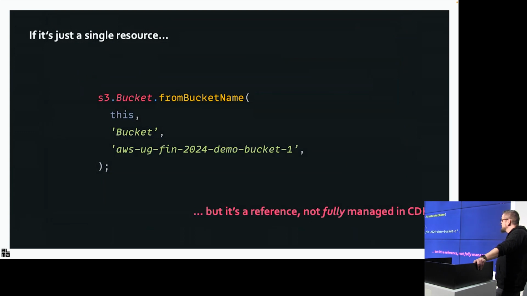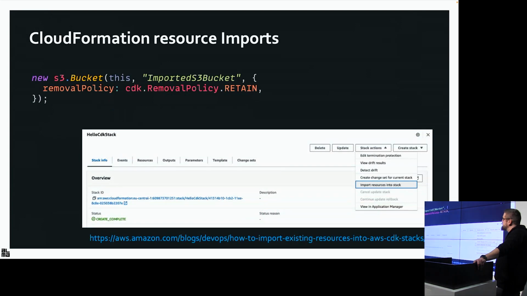Of course, with CDK, you can always reference existing resources, so for S3 buckets you can use from bucket name or something like this, or you can reference the ARN, the Amazon resource name, all these kind of things. But in the end, those are just references to existing resources. It's not really a way to manage the resources with CDK that much. There is also CloudFormation resource import, and to be fair, I haven't used this much. But with CDK, it seems kind of a tedious job.